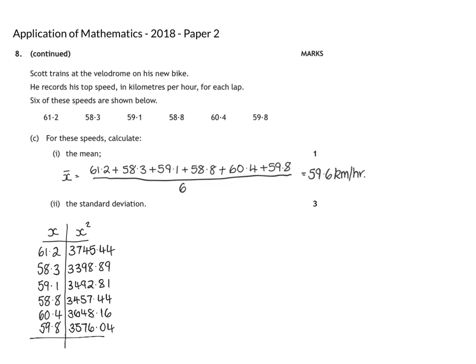So 61.2, add 58.3, add 49.1, add 58.8, add 60.4, add 59.8, and we get 357.6. And then when we add up all of our x squareds, we get 21,318.78.